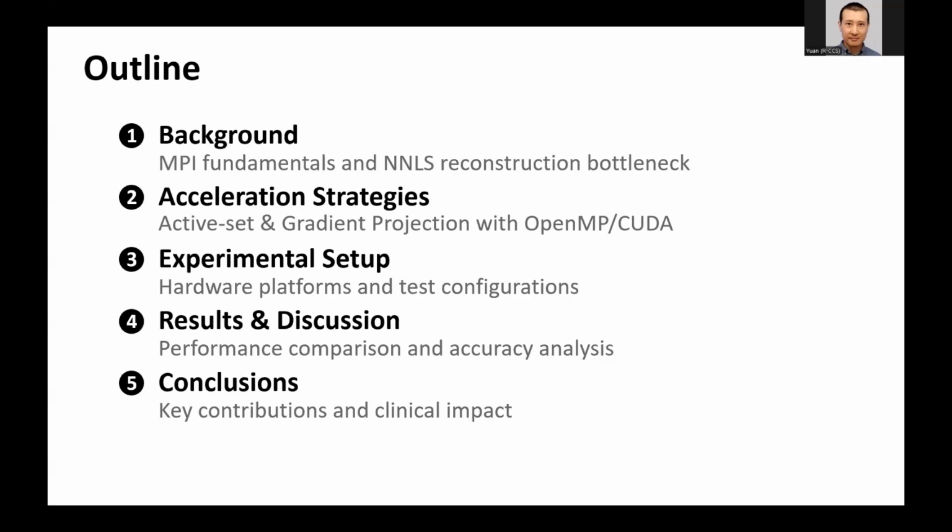Here's what I'll cover today. Firstly, I'll introduce the background of magnetic particle imaging, explain why the NNLS reconstruction is a critical bottleneck, and then I'll discuss our acceleration strategies using two different algorithms on both CPU and GPU. And then I'll introduce the experimental setup and show our results comparing CPU, GPU, and unified memory performance along with accuracy analysis. Finally, I'll summarize our key contributions.